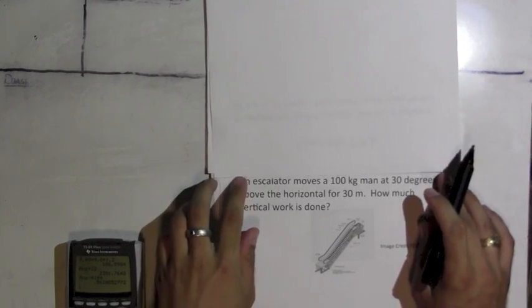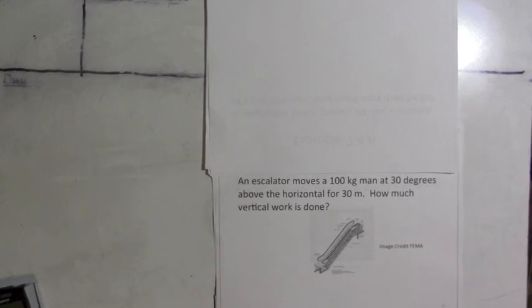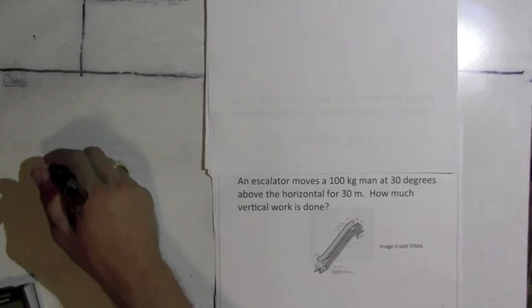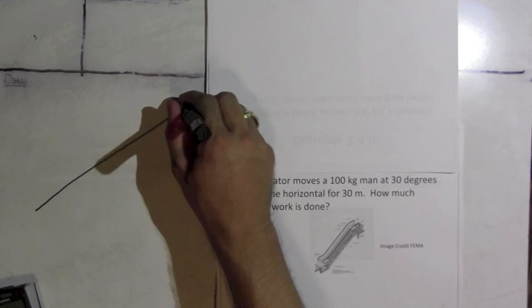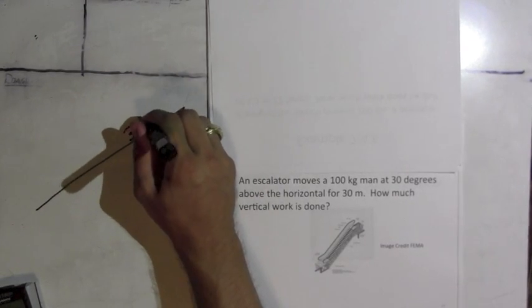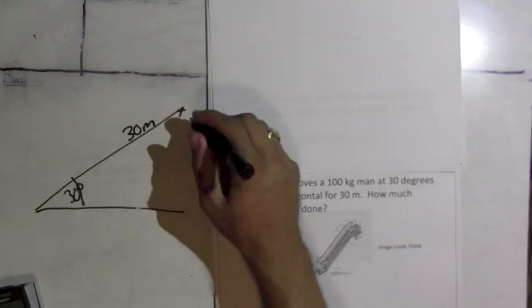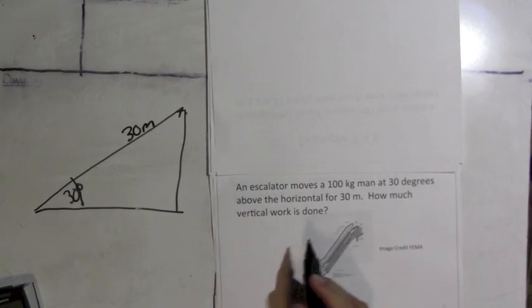Alright, this question says an escalator moves a 100 kilogram man at 30 degrees above the horizontal for 30 meters. How much vertical work is done? So, you have an escalator that moves the man 30 meters at 30 degrees. So, we are trying to figure out the amount of vertical work done.